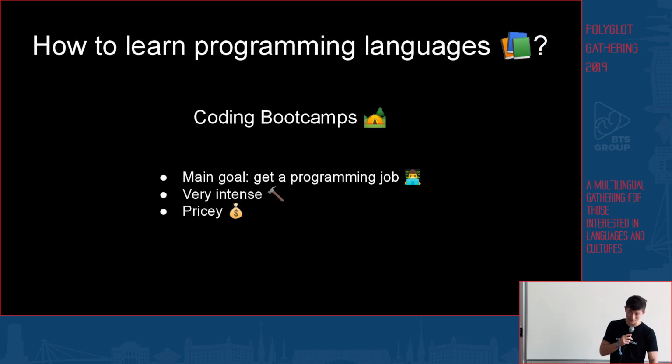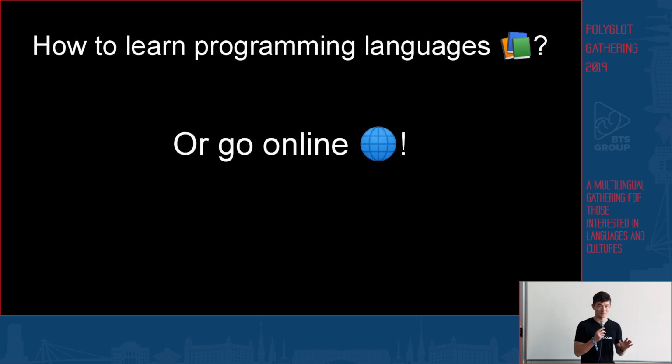That's why there's this third way of learning programming languages, which is the internet, the thing that we use for learning natural languages as well, on a daily basis, most of us. But I think Professor Argelius is not here, but most of us use online tools, right?